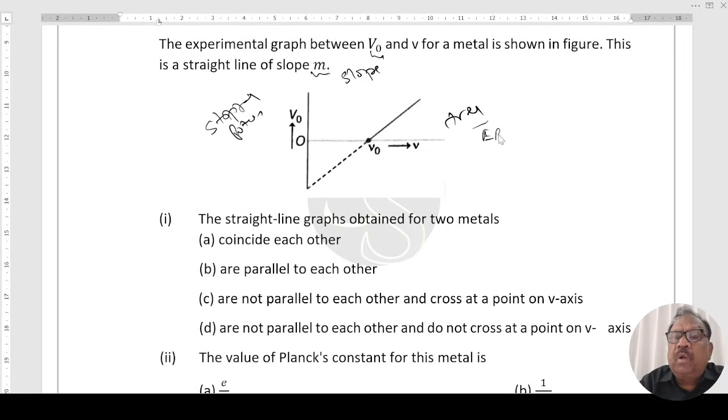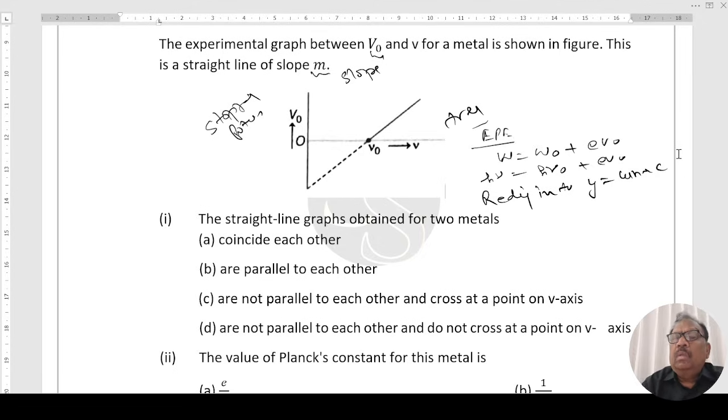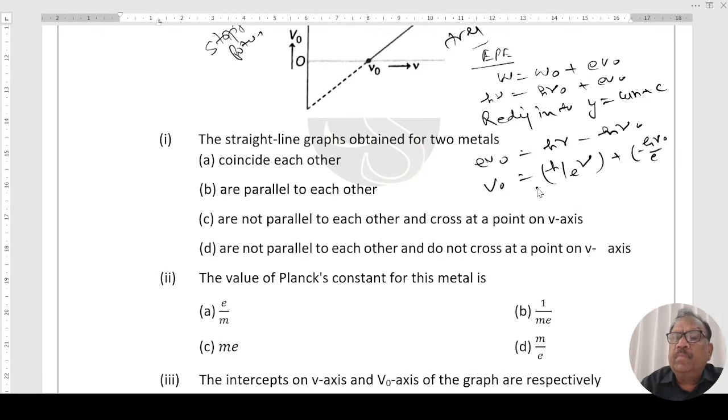You know Einstein's photoelectric equation, that is W equal to W naught plus eV naught: energy of incident radiation, work function, stopping potential. h mu equal to h mu naught plus eV naught. Reducing into y equal to mx plus c form, eV naught equal to h mu minus h mu naught. V naught comes out to be h by e mu plus minus h mu naught by e.